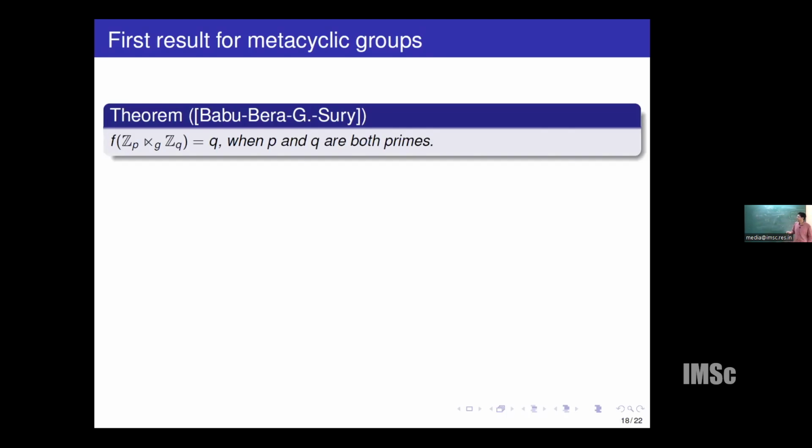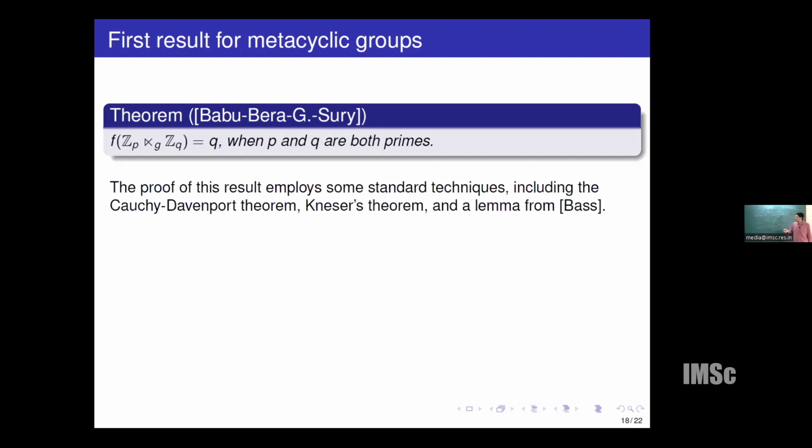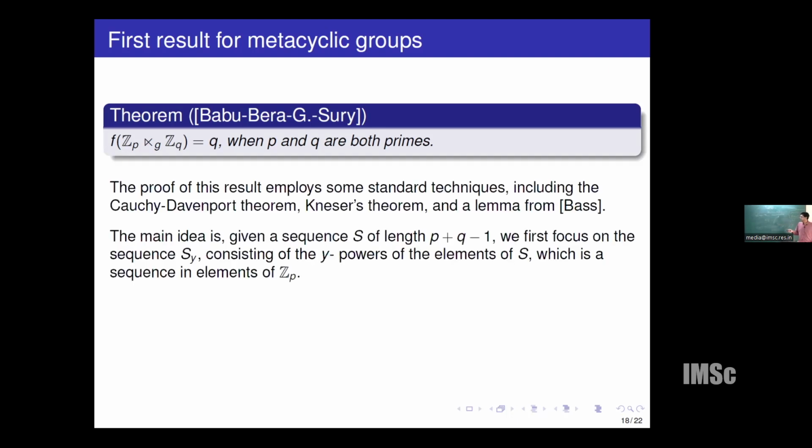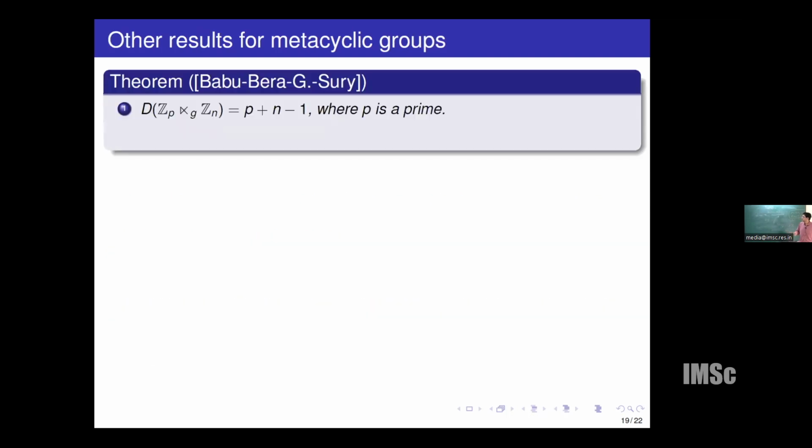Now for metacyclic groups, we show that F of Zp semidirect Zq will be q if p and q are both primes. And I'm not going to discuss the proof at all. Using this result, we can show that the Davenport's constant of Zp semidirect Zn is always p plus n minus 1, and F is going to be n.